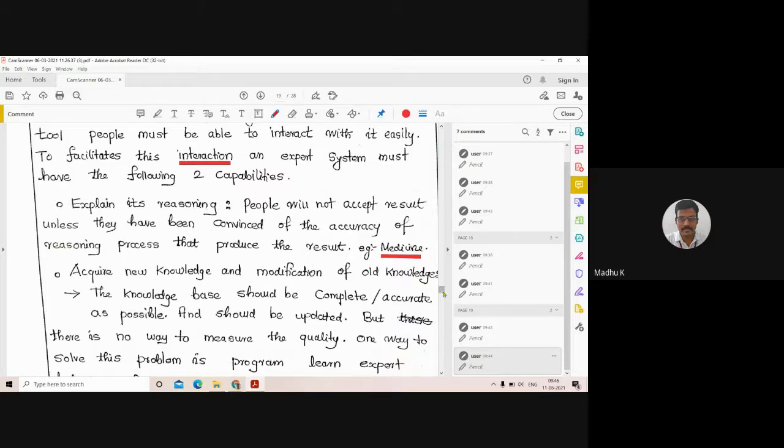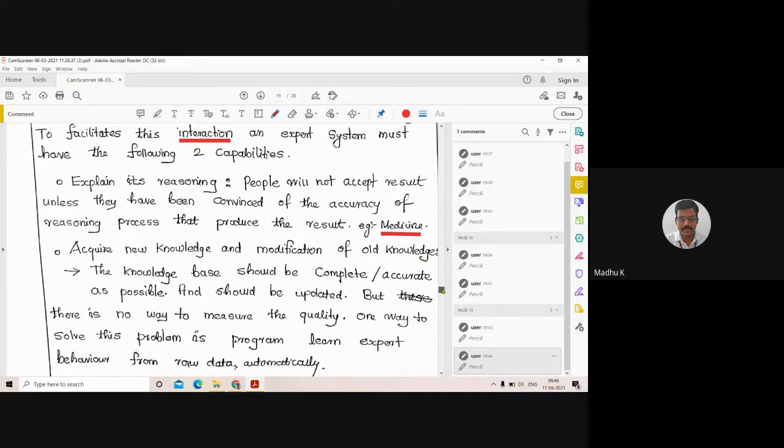Next is acquiring new knowledge and modification of old knowledge. That is another important component. How can we acquire new knowledge? How can we modify old knowledge? It is necessary because knowledge will always be updated, so the knowledge base should be as complete and accurate as possible, and it should be updated.